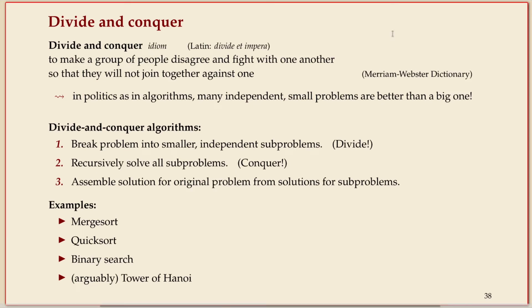And you've actually seen this before. I pointed this out for both quicksort and merge sort. So let's see where this comes from. The name just comes from this Latin phrase that at least Julius Caesar was using and many other people used. One definition from a dictionary for divide and conquer is to make a group of people disagree and fight each other so that they will not join against you.